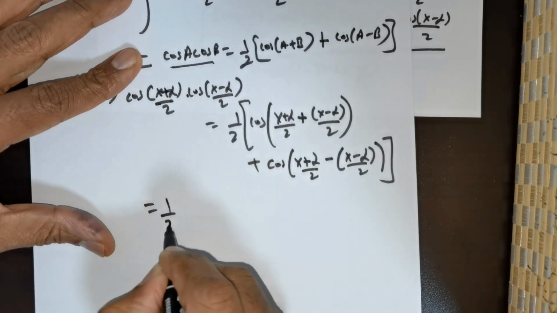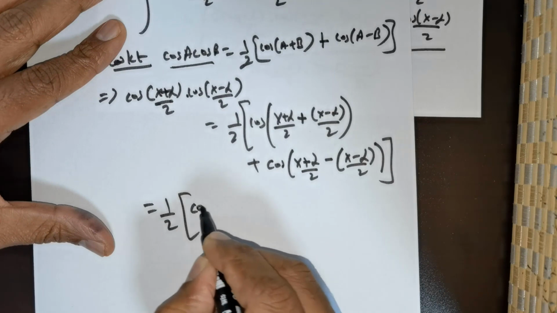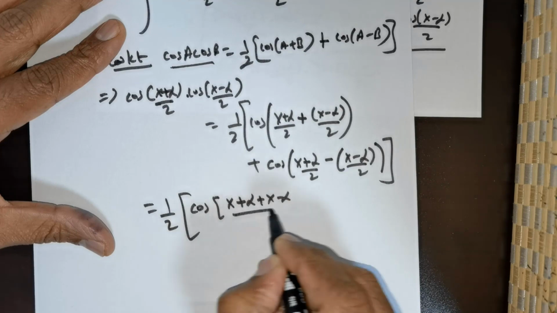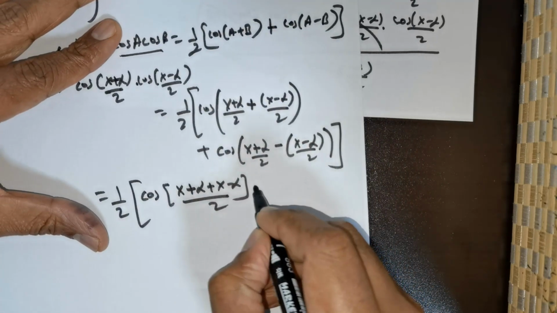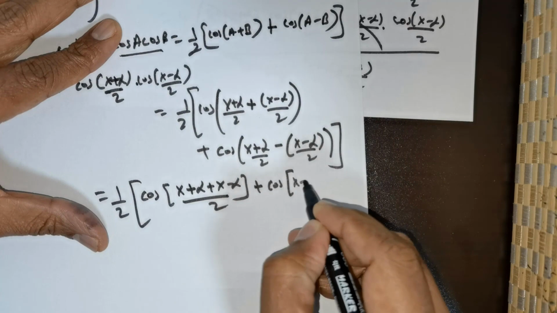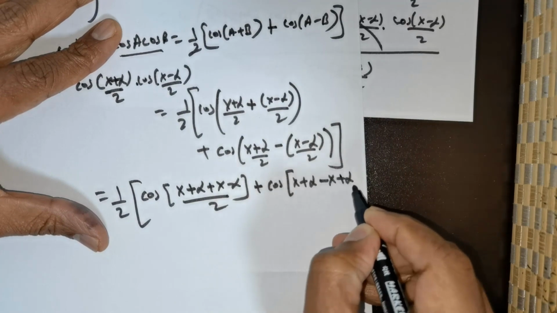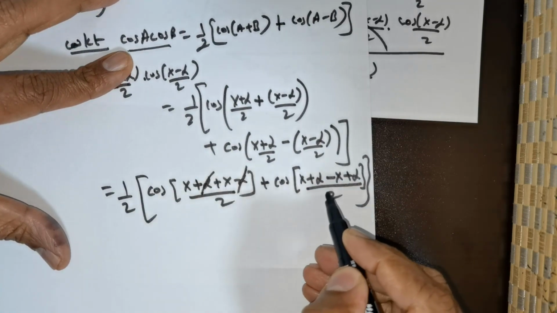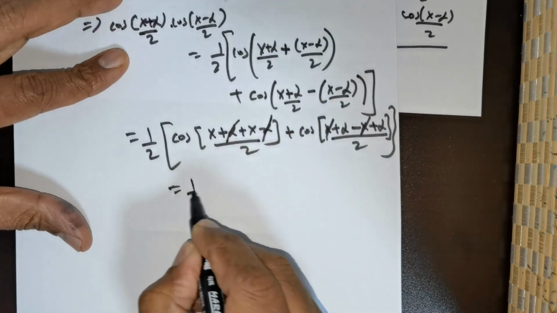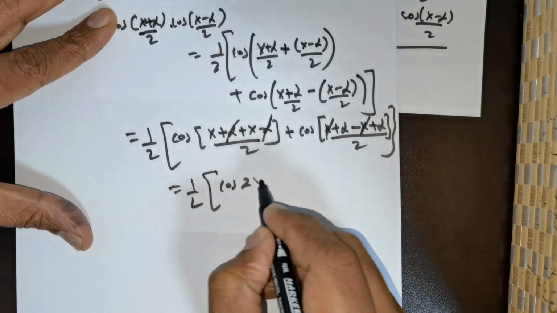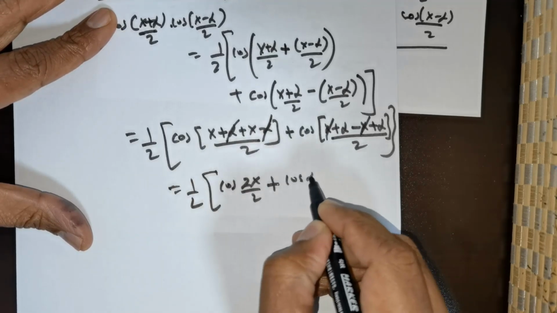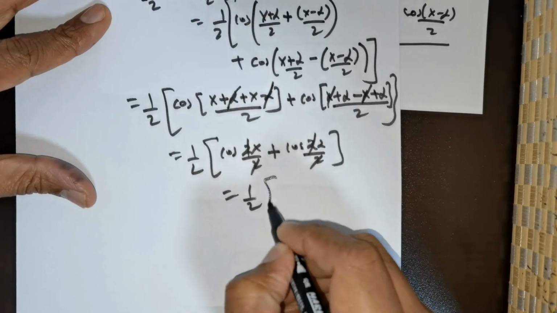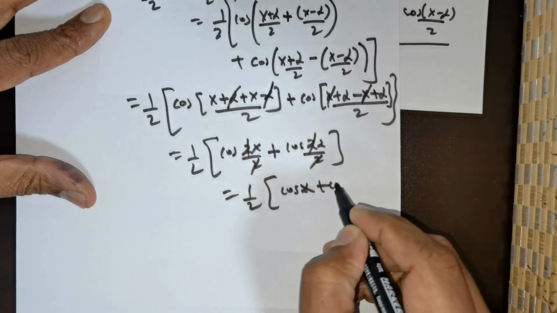Now you expand this and simplify this. This is going to be cos of (x plus alpha plus x minus alpha) divided by 2 for the first quantity, followed by cos of (x plus alpha minus x plus alpha) divided by 2 for the second quantity. So minus alpha plus alpha goes away, minus x plus x goes away, so this is going to give me 1 over 2 times cos of 2x divided by 2 plus cos of 2 alpha divided by 2. So 2 gets cancelled, giving me 1 over 2 times cos x plus cos alpha.